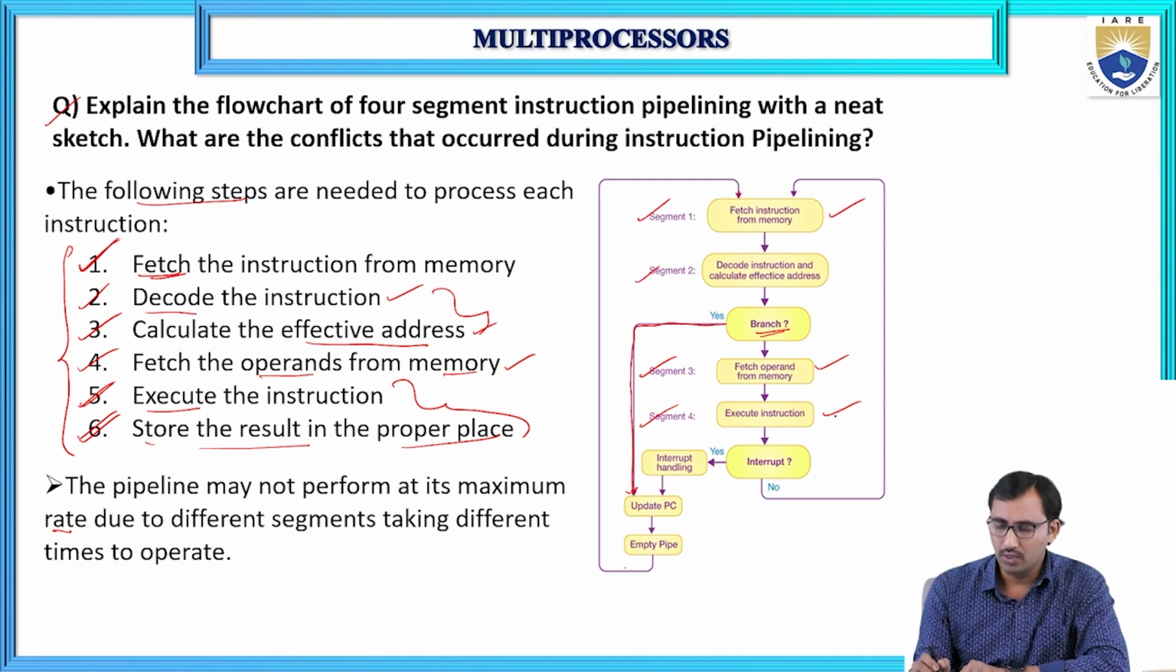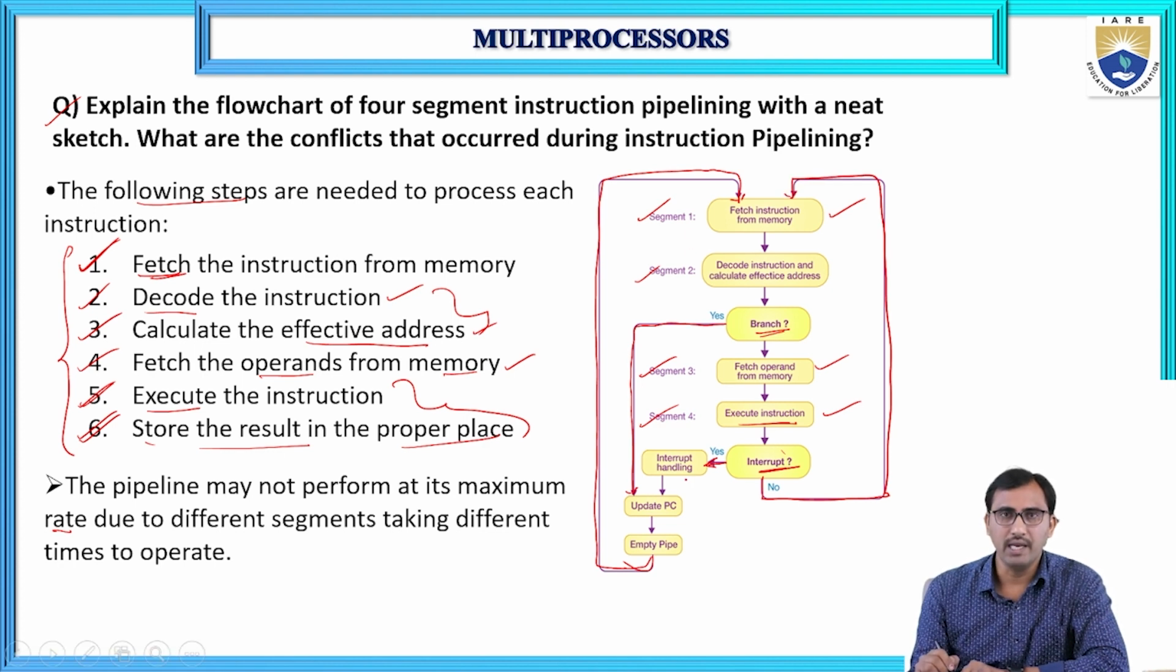Suppose after executing the instruction, there is an interrupt. An interrupt is nothing but something which breaks the routine. If any interrupt occurs, then the corresponding interrupt handling operation will be performed. Then it will update the PC, then empty the pipeline. So again the next instruction will be fetched from the memory. Similarly, if there is no interrupt, then a new instruction will be fetched from the memory. So this is a flowchart for a 4-segment pipeline mechanism.